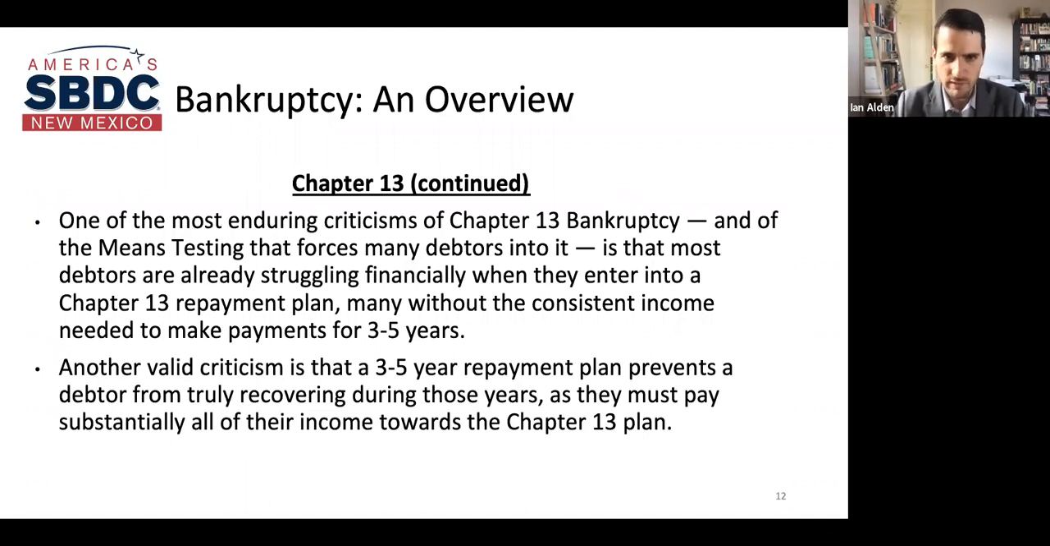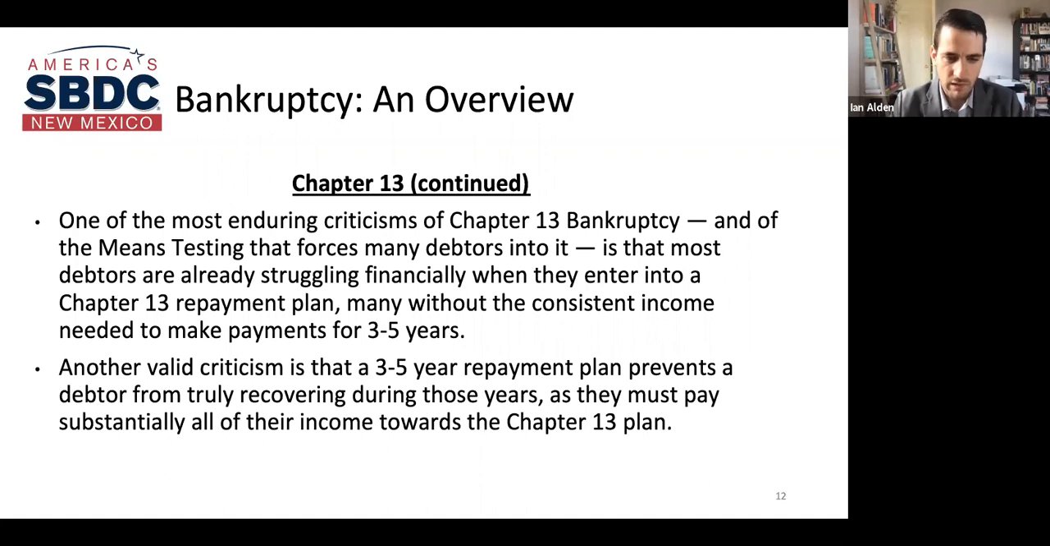Chapter 13, just so you understand the criticisms, and these do apply to some extent to Subchapter 5, which is, again, why we're talking about them. One of the big criticisms of Chapter 13 is that people who are already struggling financially, when they enter into a repayment plan, are then committed to spending all of their net disposable income for 3 to 5 years on that repayment plan. So it doesn't afford them any breathing room to get into a better place financially, assuming that their income stays steady and they don't incur new debt during the repayment plan, because you need permission from the court by and large to get new debt when you're on a repayment plan.